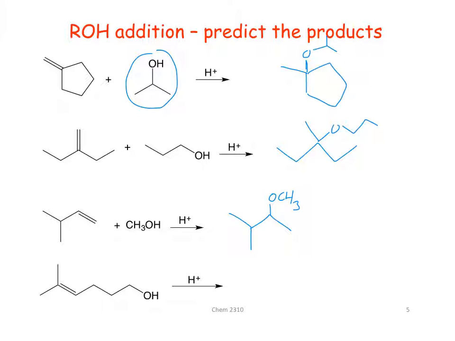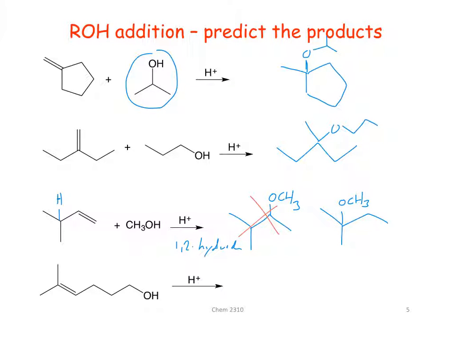OCH3, is that right? No, that one's not right. Why is that? Because when we form our carbocation, we have this more highly substituted center next to it. So we can get a 1,2 hydride shift. Our actual product is going to be this one with our OCH3 like this.